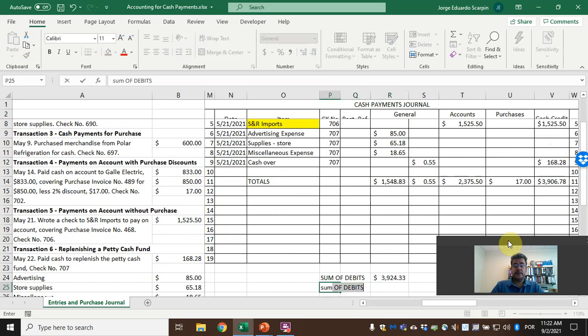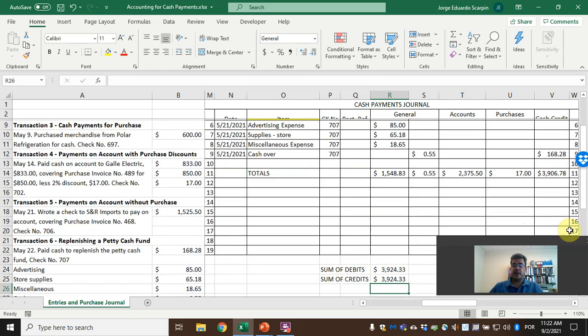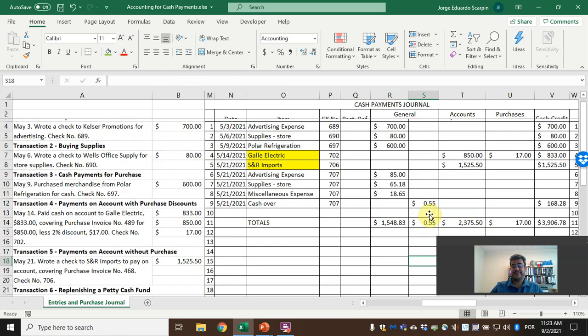Sum of credits. How much? The credits here plus purchase discount credit plus cash credit, 3,924. They are matching, so we are good. And then yellow and green, color of the Brazilian flag, my home country.